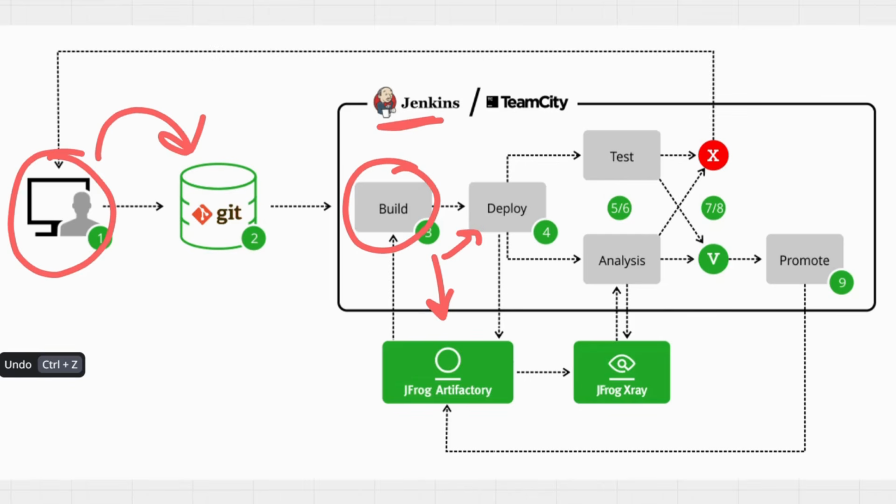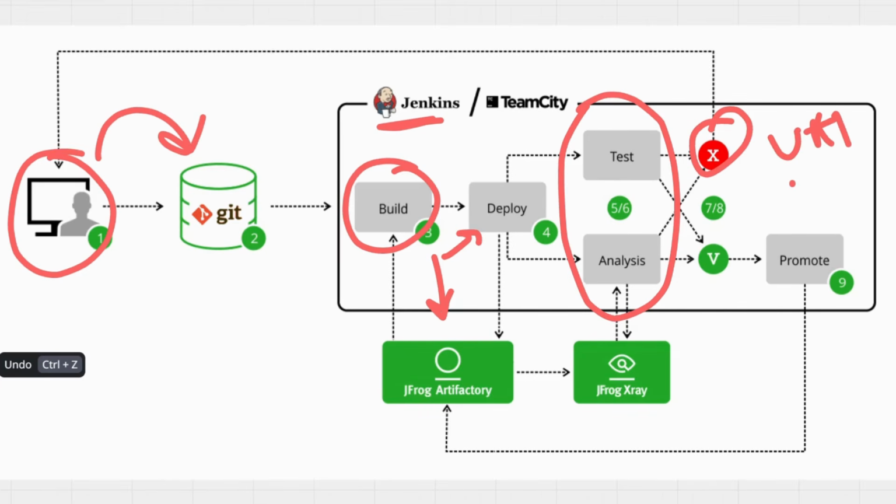Once it is deployed, it is then passed through test and analysis, in which if any vulnerability is found, then the pipeline fails. But if all the security checks are passed, then it is validated and promoted to higher environments like UAT or production directly from the JFrog Artifactory. In this way, it maintains the complete trace, that is from the source code to the deployed artifact.